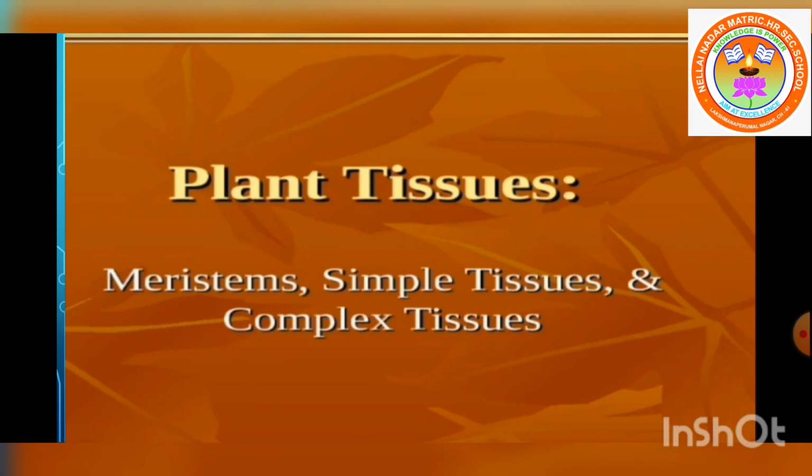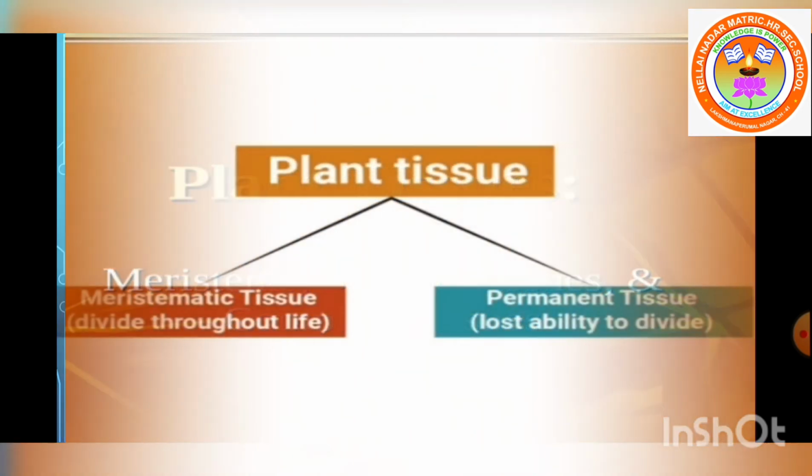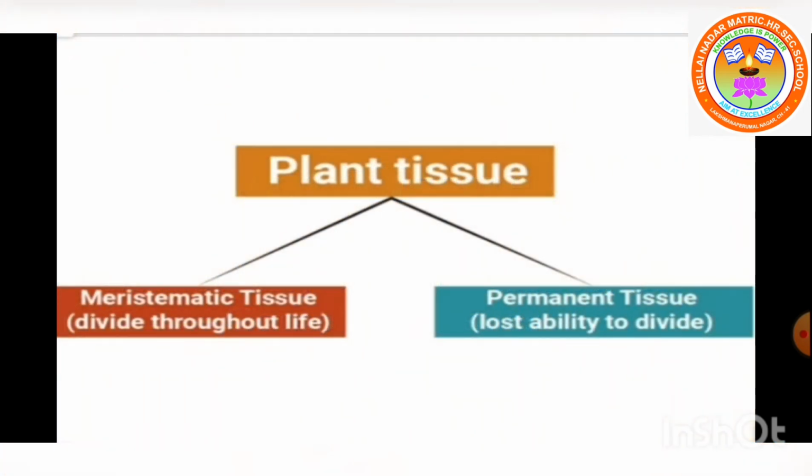Plant tissues are broadly classified into two types: meristematic tissues and permanent tissues, based on the ability to divide. So plant tissues are broadly classified into two types: meristematic tissue, permanent tissue. Meristematic tissue divides throughout life. Permanent tissue has lost the ability to divide.